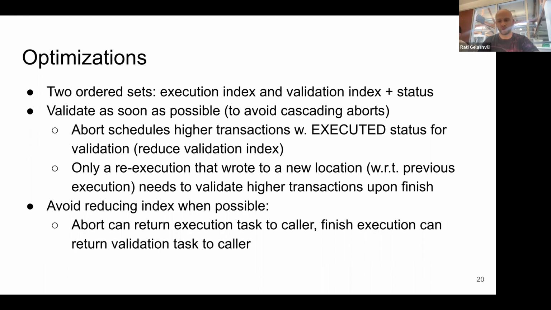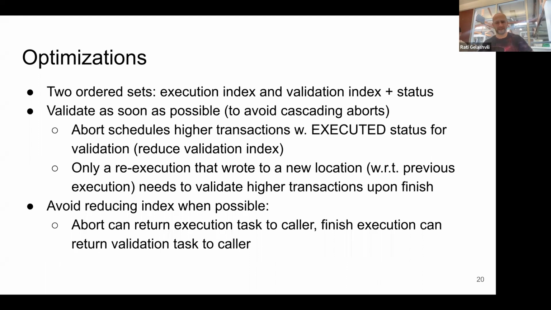The other thing is, because validations are significantly cheaper than execution, we always try to validate eagerly, as soon as possible, because it's better to pay for extra validation and sometimes catch aborts early than have something called cascading aborts. So some transaction reads something that actually is not correct and computes its output, and then someone else reads that, and then you have to abort this whole chain. And this is usually one of the behaviors that makes general purpose STM systems not performant if there is a potential for cascading aborts.